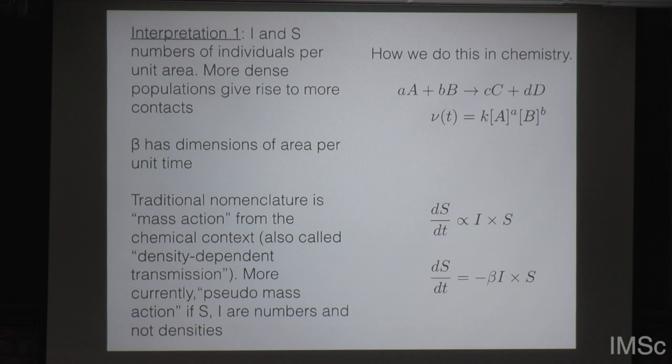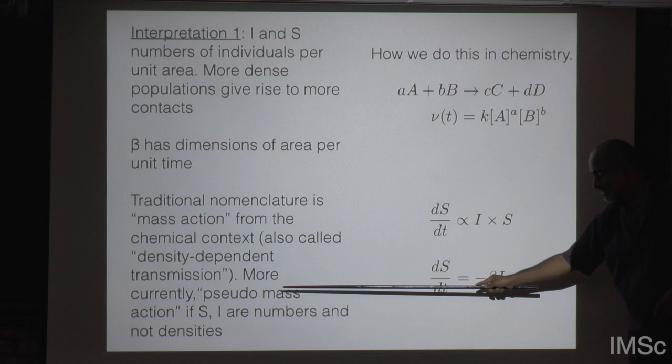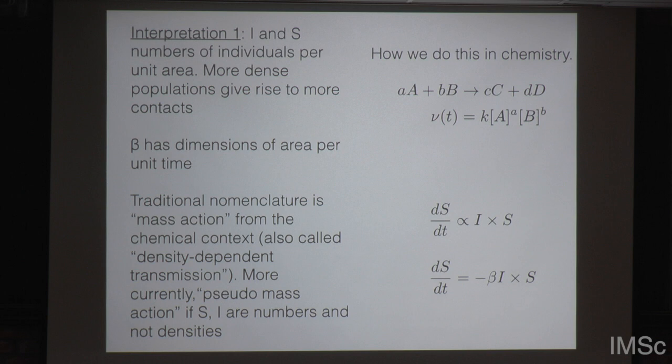And it's really trying to see how different components interact with each other in this particular way. So there are many technical terms. Sometimes it's called mass action, sometimes called density-dependent transmission. Sometimes nowadays it's called pseudo-mass action, if you don't think of these as densities but as numbers, so it can't be precisely mass action. So what does thinking about this mean?